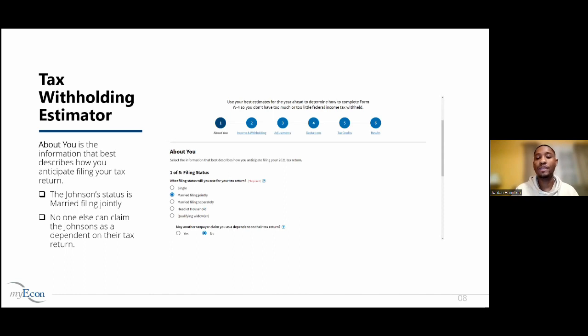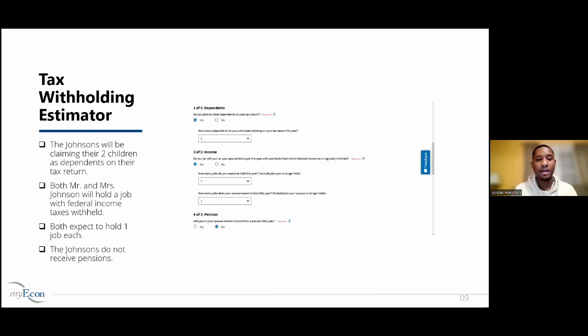For this particular example, when it comes to the filing status, what filing status do we use for your tax return? For this example, it's going to be married filing jointly. Then it asks, may another taxpayer claim you as a dependent on their tax return? For this example, it's going to be no. Next, the Johnsons will be claiming 2 children as their dependents on their tax return. So when it asks, do you plan to claim dependents on your tax return? We're going to say yes.